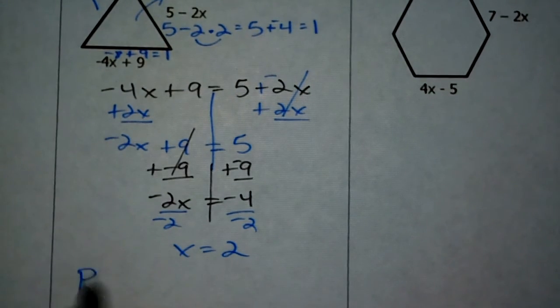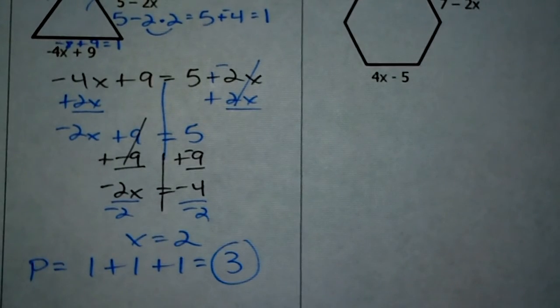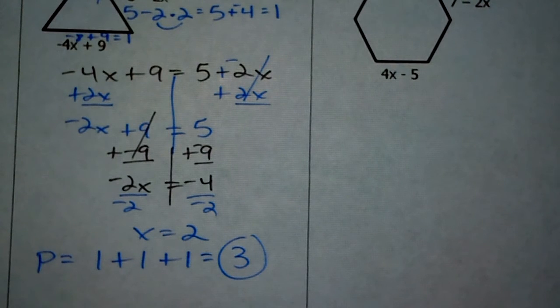So that means the perimeter is 1 plus 1 plus 1, or 1 times 3, which gives you a final answer of 3. So your actual final answer for this is 3. Quite a few steps, but I need to make sure that when you see a problem like this, you know what they're asking you to do. Usually the steps are outlined for you. You have to logically think through it.